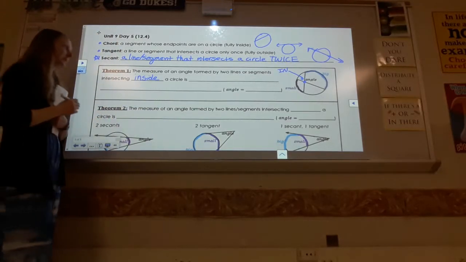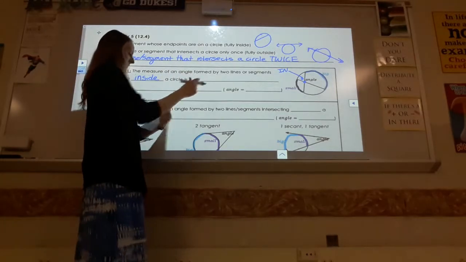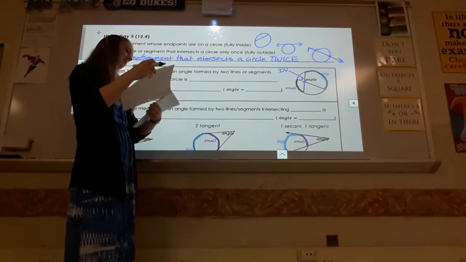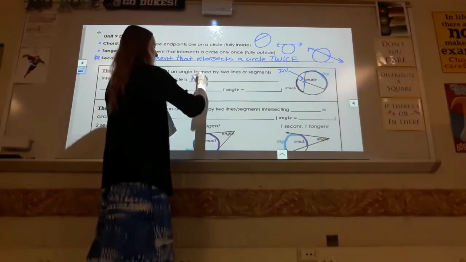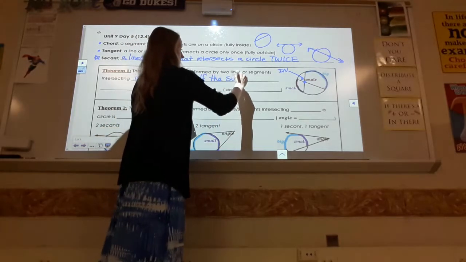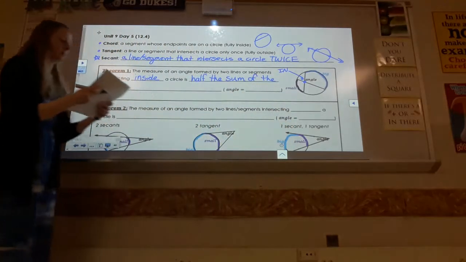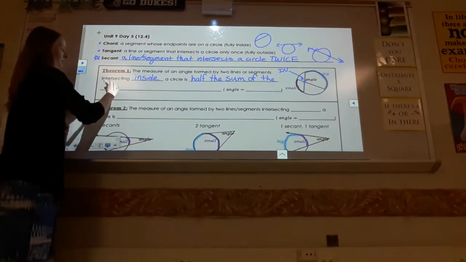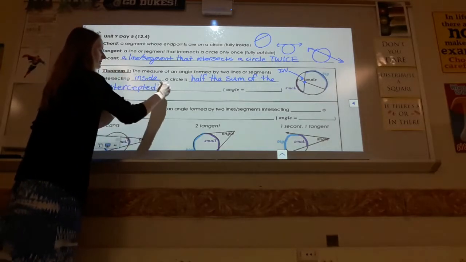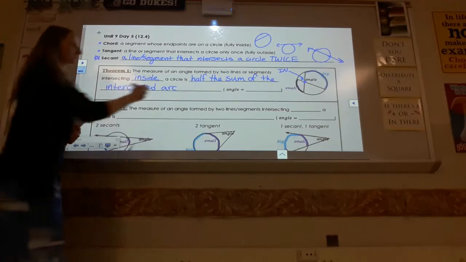So if they intersect inside the circle, the angle is half the sum of the intercepted arcs. And to review what that word means in a second, finish writing this first. The angle is half the sum of the intercepted arcs.